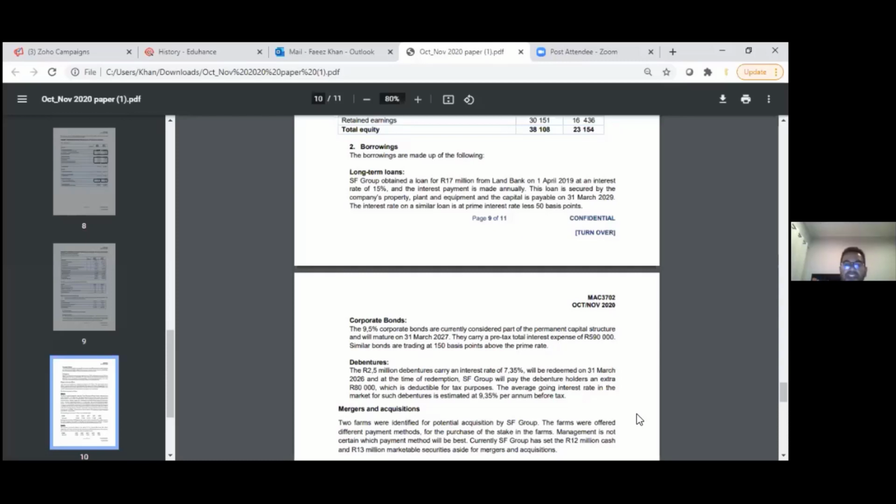The debentures, they're saying the 2.5 million debentures carry an interest rate of 7.35%, will be redeemed on 31 March 2026. And at the time of redemption, a further 80,000 Rand will be paid. Okay, so now we can work that out. Once again, there is a specified date of repayment.